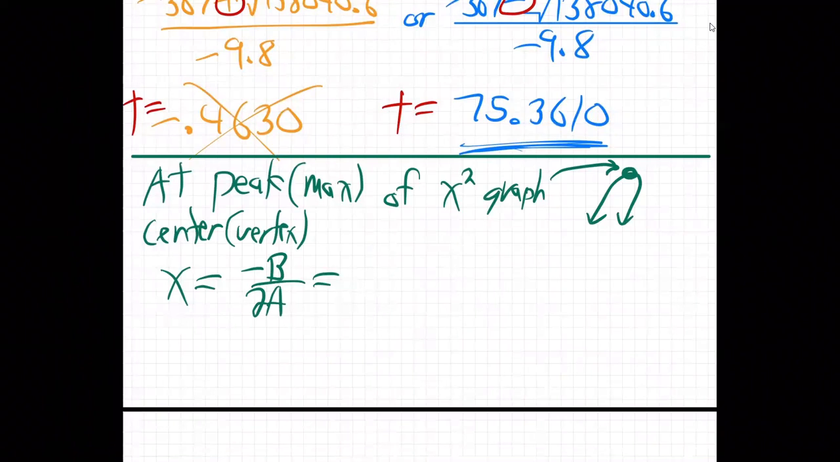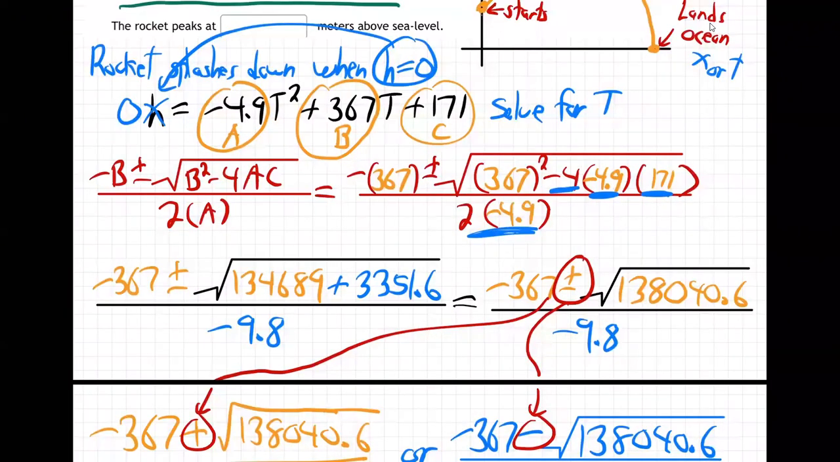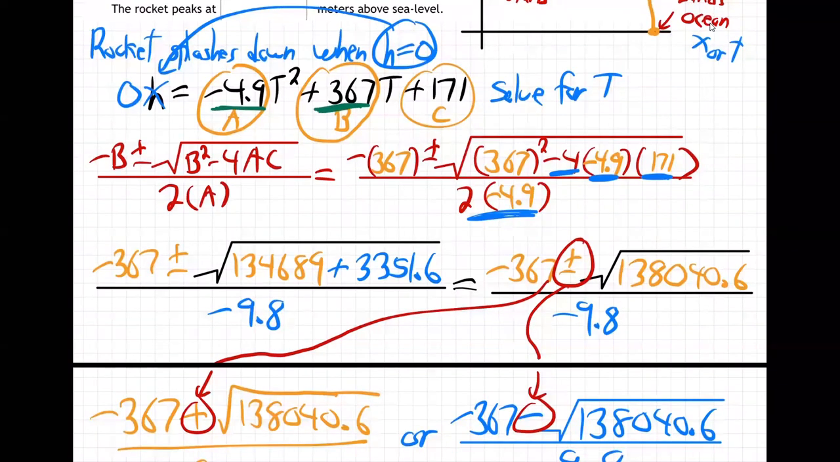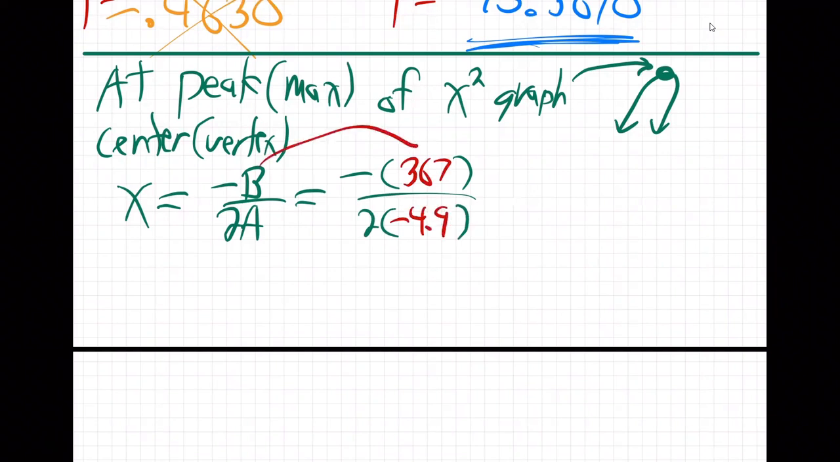For any U-shaped graph, we've done that before. It's x equals negative b over 2a. So I go back to the formula and I grab the b and the a again. Here's the b, here's the a, right? 367 and negative 4.9. So it's negative 367 over negative 2 times negative 4.9, right? So I plug in the b, plug in the a that I got.